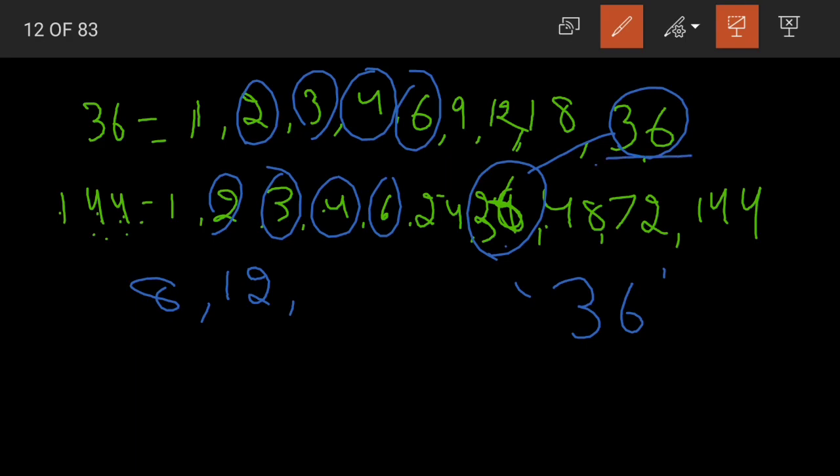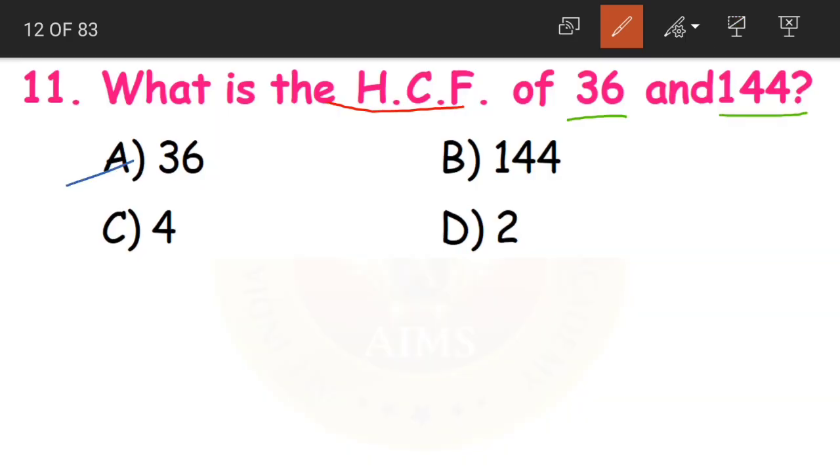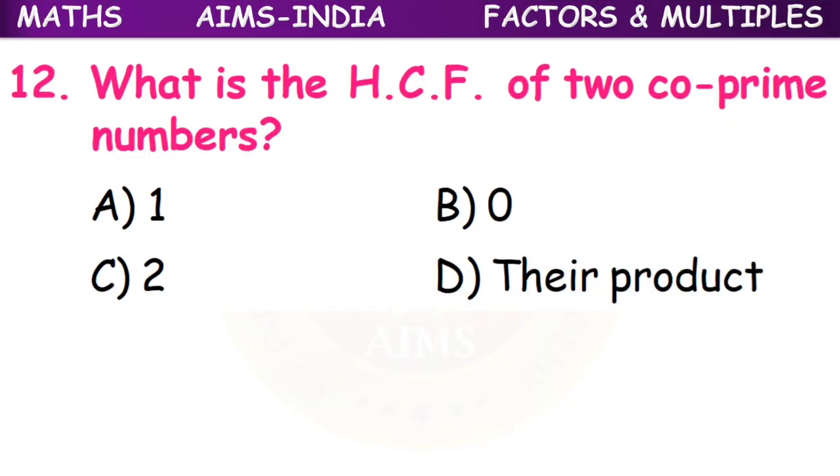Yes or no, children? If we have any other numbers that will come in between, they will be less than 36 only. We will not get any other number higher than 36 here. So 36 is our highest common factor, that is option A. So sometimes we do not even need to write all the factors. We can get our answer halfway.